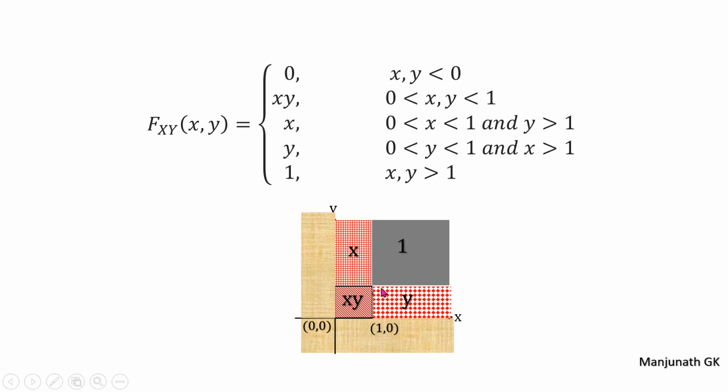So, 5 regions: region number 1, 2, 3, 4, 5. In all these regions, the value will be different: 0, 1, x, y and xy.